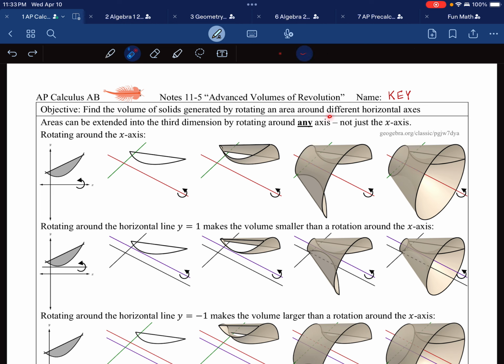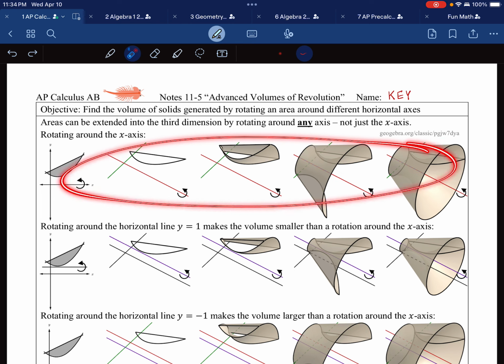So instead of just the x-axis, it's a bunch of different axes. We're assuming that we're still rotating around horizontal, although you can rotate around vertical in more advanced cases than this. Before, I said that axes could be extended into the third dimension by rotating around the x-axis. Now I'm going to say it's rotate around any axis, not just the x-axis. Again, I'm going to be using that same link that I used from 11-4.